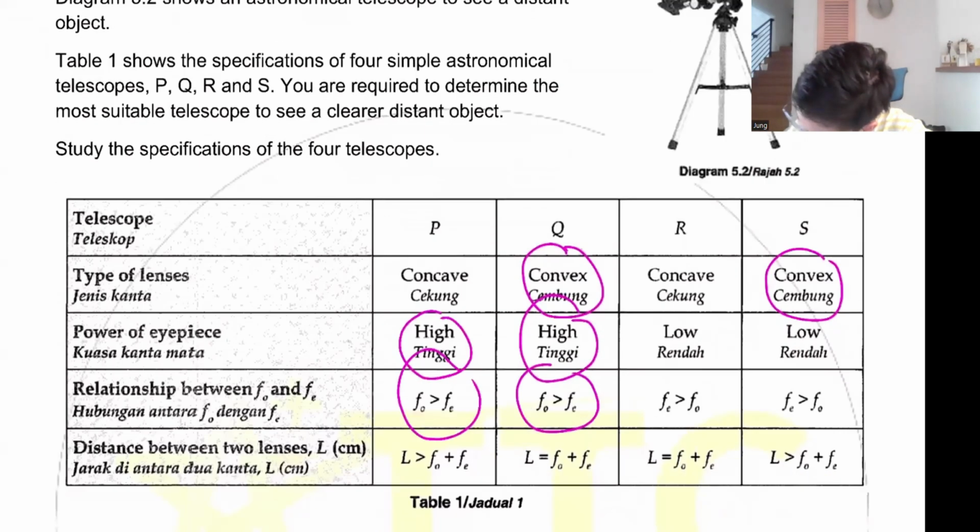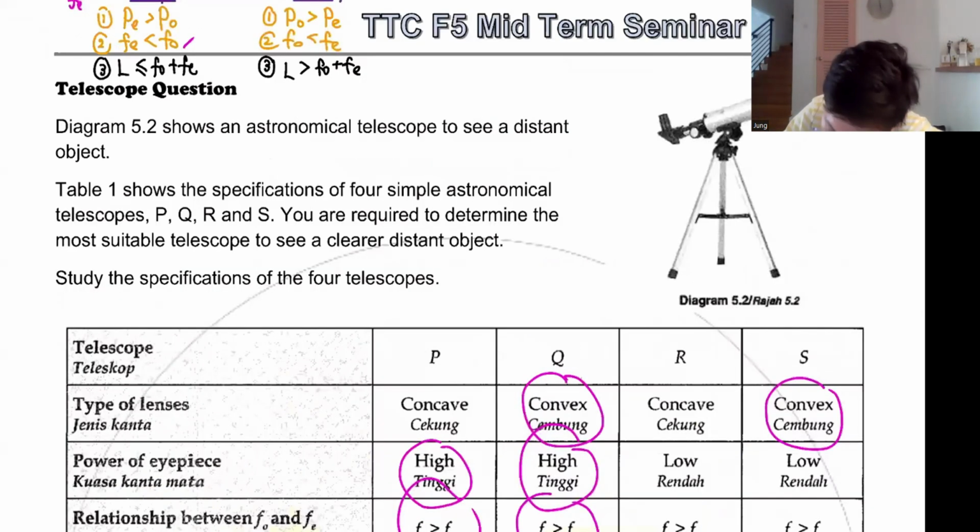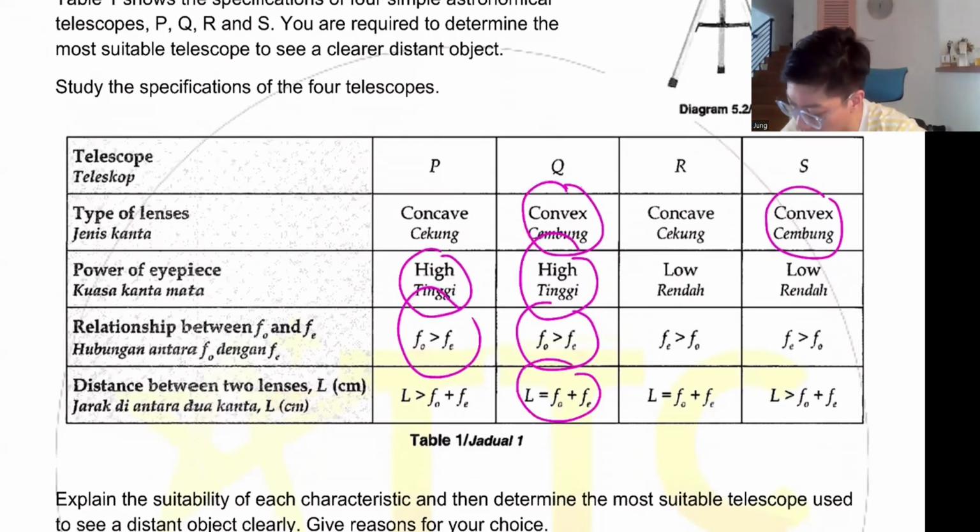High power, right? Then after that, if you see this, it has to be shorter than or equal to. So it can be equal, it can be shorter. Therefore, this one fulfills everything. So my answer is Q.